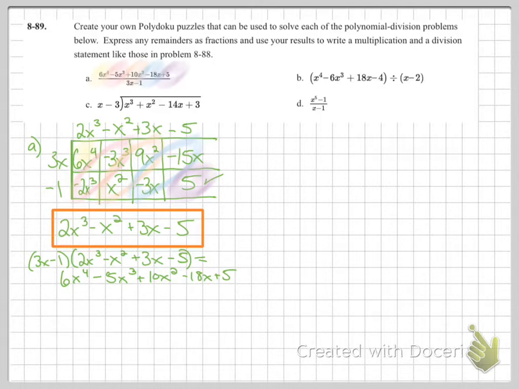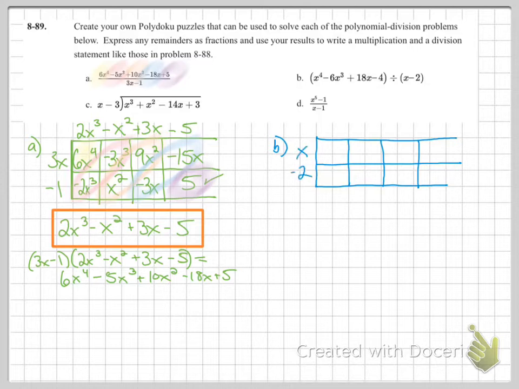Okay, so maybe set up B and see if you can do B on your own, but I'm here and I will keep working on it. Again, I set up never ending because I don't know if I'm going to have a remainder or not. I don't know how many boxes it needs. I am dividing by x minus 2. Notice this problem is missing a term. There is 0x squared.